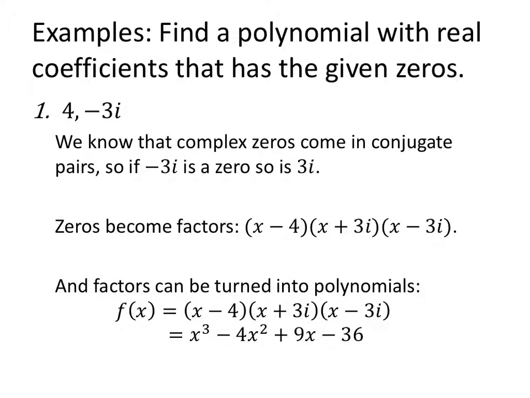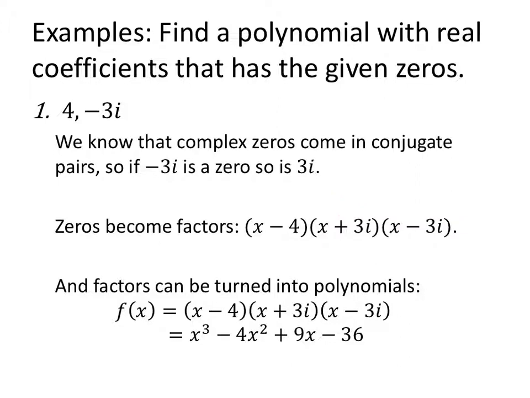So let's find a polynomial. Let's start basic here. Look at this conjugate idea. Find a polynomial with real coefficients that has the given zeros. If we know 4 and negative 3i are zeros, well, we know that complex zeros always come in conjugate pairs. So if negative 3i is a zero, so is positive 3i. Zeros become factors, right? The x equals 4 becomes x minus 4 as a factor. X equals negative 3i becomes the factor x plus 3i. X minus 3i is also a factor.